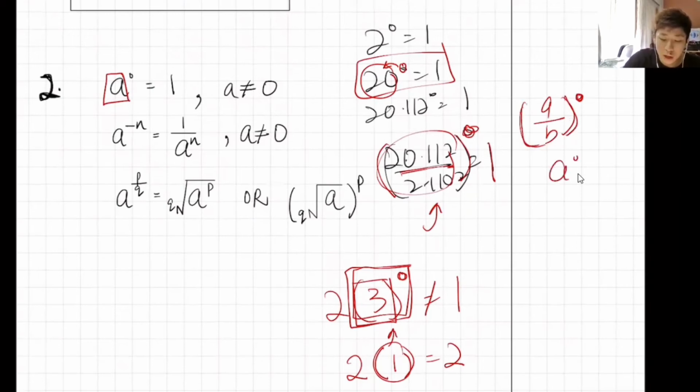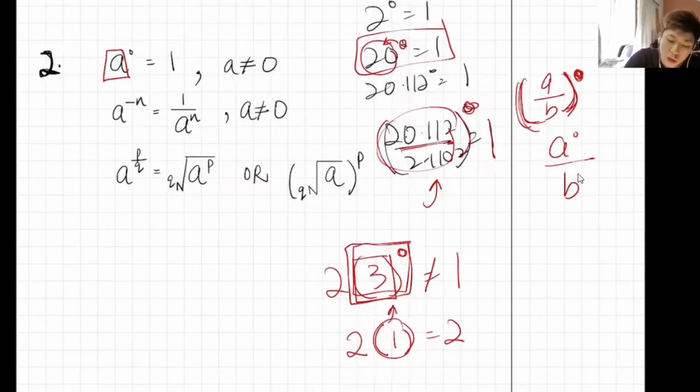If the bracket is not there, then this only belongs to the A. But the bracket is there. Bracket has priority every single time. So don't forget, bracket has priority every single time. So when you have the bracket, it means that this 0 is also the power for the whole thing, not necessarily for A or B only. Or you want to look at it in another way, actually.